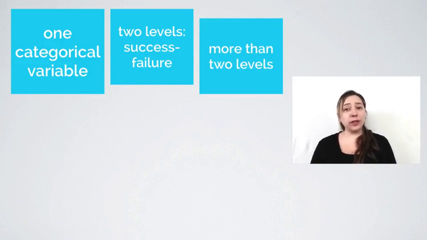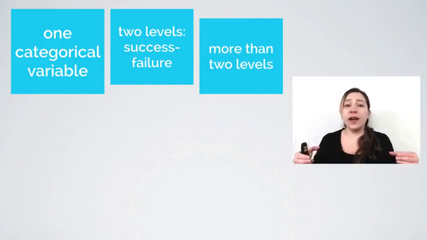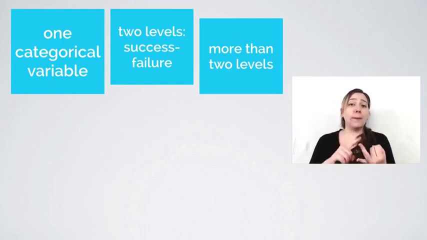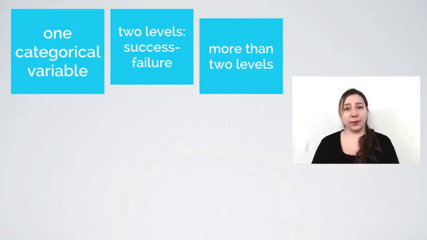Then we're also going to talk about situations where you only have one categorical variable that has more than 2 levels. For example, if you think about socioeconomic status, that tends to be categorized as low, medium, or high. And we're going to learn to do inference on the distribution of these types of variables as well.